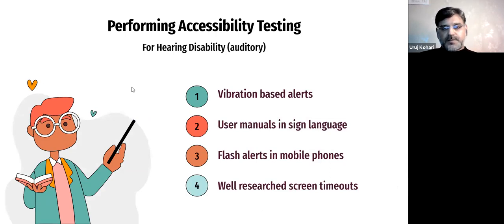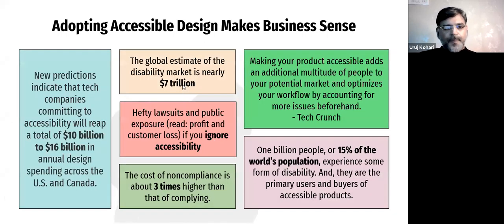All right. Talking about the hearing disability, which is auditory. We can provide vibration-based alerts, like even on mobile phone, we can set it to vibrator mode if need be. Then you can provide user manuals in sign languages, so people can use it and make the best out of it. We could have flash alerts in mobile phones, like for example, if a call is coming or notification has come, all of those. Okay, and of course, well-researched screen timeouts are here. We could just remember to use those.